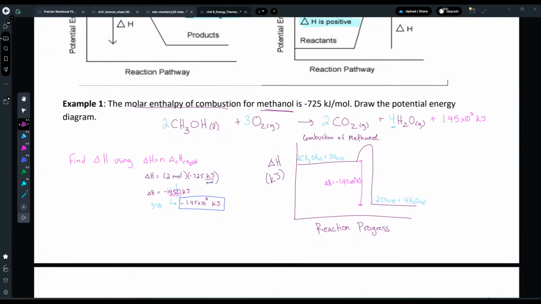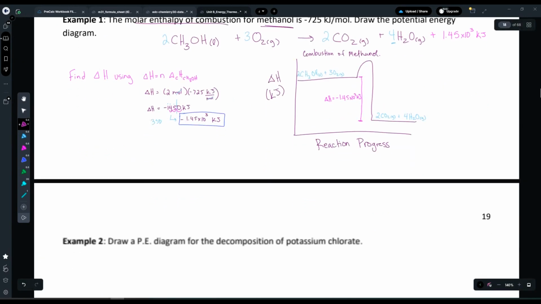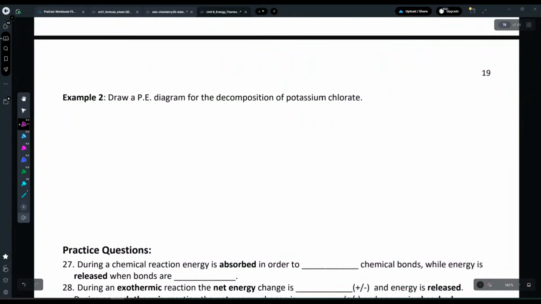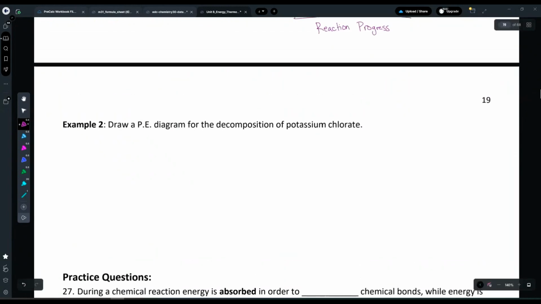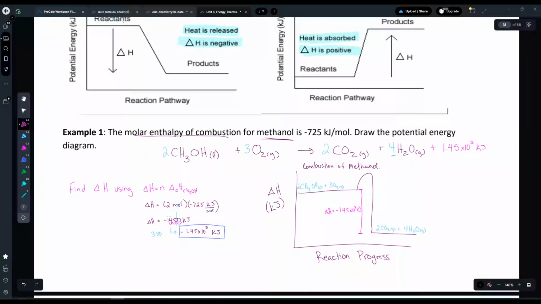All right, and that is it for this question here. Example number 2, we need to draw a potential energy diagram for the decomposition of potassium chlorate. All right, so for this one, it's going to be similar steps to the first example here. So if you wanted to pause the video and give that a try on your own, you can do that.